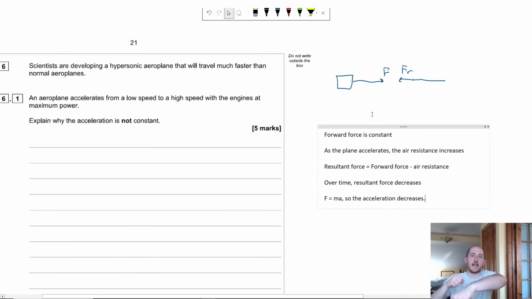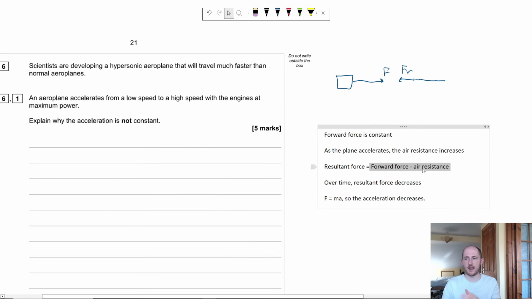Right at the beginning, as soon as the engine turns on, you have this massive force from the engine pushing the plane forward. However, as this plane speeds up, air resistance gets bigger and bigger and bigger. Now the resultant force is just the difference between those two forces. So you take this forward force and you subtract this resistive force, the air resistance.